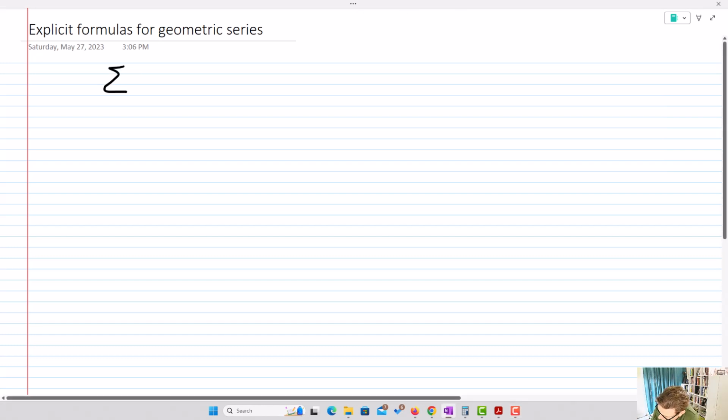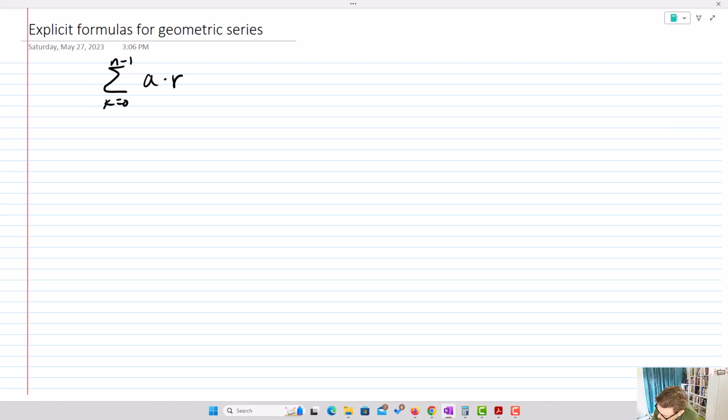So what we're going to be looking at today inside of this video is explicit formulas for geometric series. A geometric series, or a summation of a geometric sequence, is one of the form the sum k equals 0 up to n minus 1 of a times r to the k. A is your initial value, the initial value inside of the sequence, and r is the common ratio. So we're basically taking a summation of a geometric sequence.